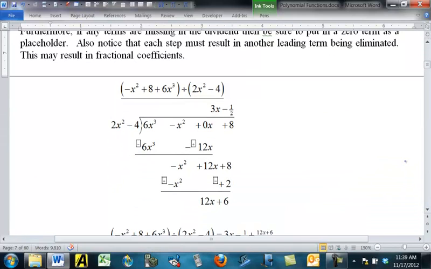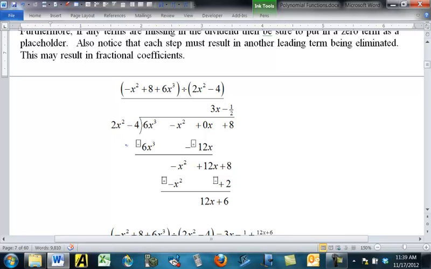Here's an example. First of all, this is not in decreasing order, so I want to put it in decreasing order: 6x cubed minus x squared plus 8. And notice there's no x term, so I put a 0x in there as a placeholder. Or I could just leave it blank, but I leave a space there at least.